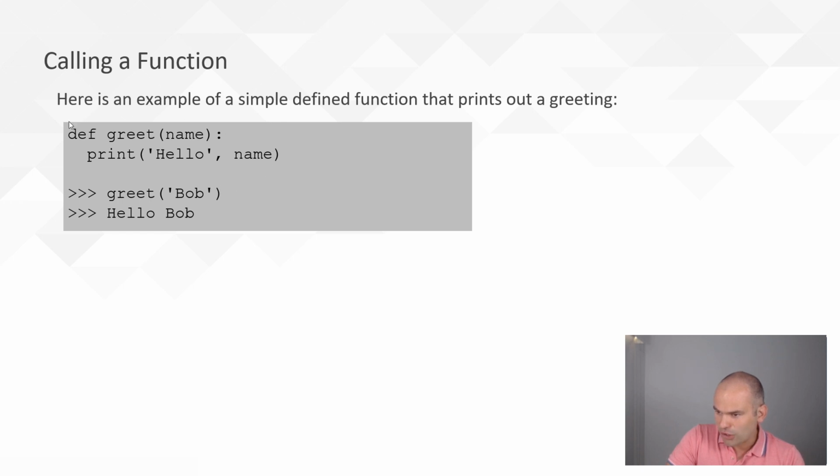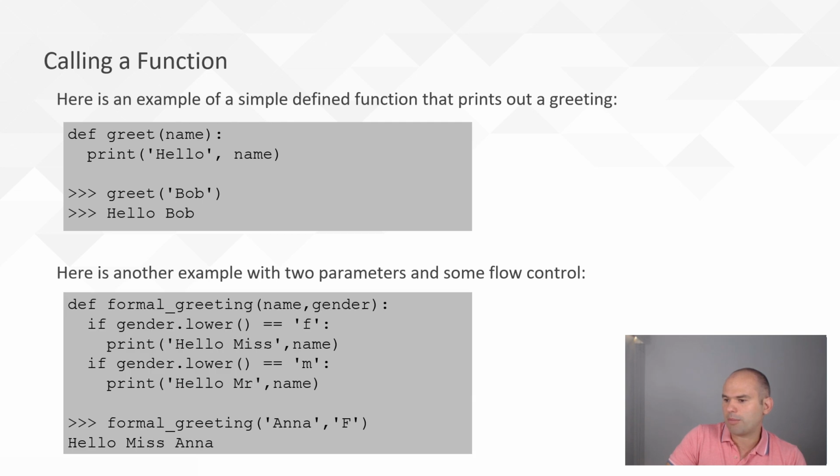So these two lines don't actually do anything. It's only when the function is called that something happens. Here is another example, a more advanced greeting function. This function takes two parameters, name and gender. If the gender is female, it will print out hello miss, and if the gender is male, it'll print out hello mister. Again, nothing happens unless the function is called, and it's called in that line.